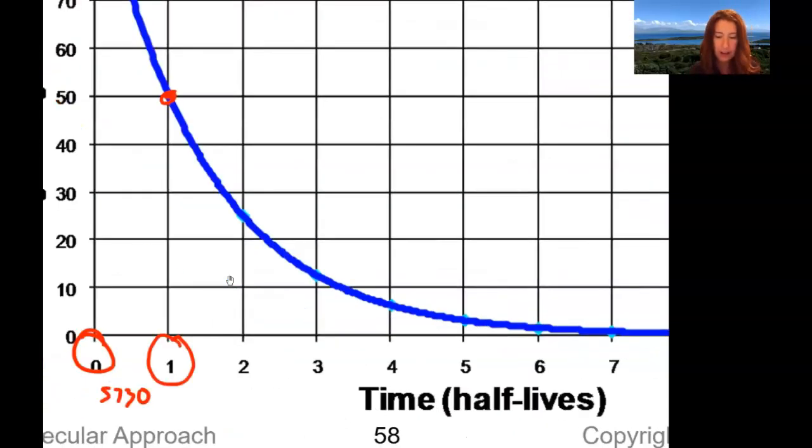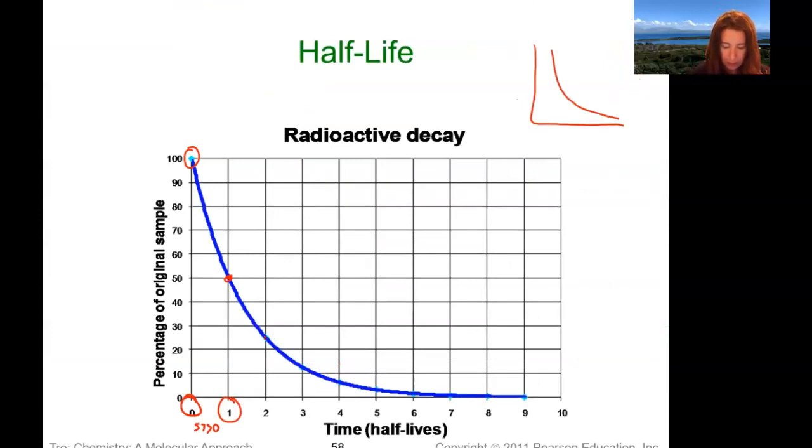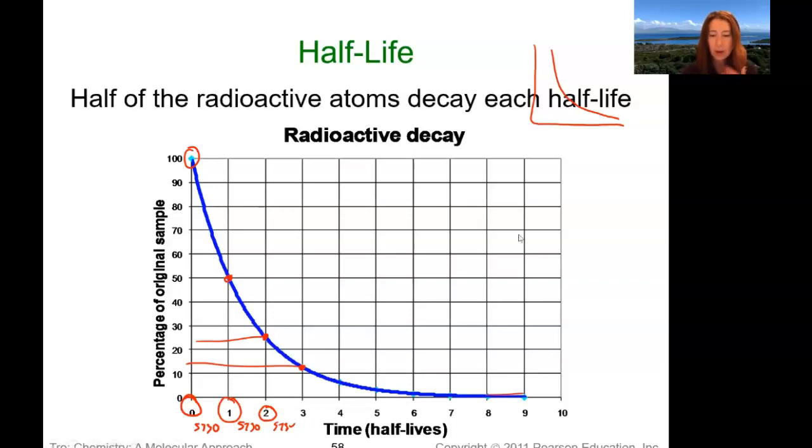Now half of 50 is about 25. So it would take another 5,730 years till it has 25% left. Half of that is like 12.5. It would take another 5,730 years, and then there's about 12.5% of it left, and then exponentially, it's like limits, never actually gets to zero, but it approaches zero. And so that's the idea of half-lives. Half the radioactive atoms decay after each half-life. So half of it is gone.